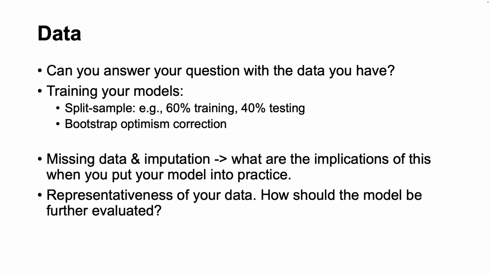When you train your models, you really have to think about how you're going to split your data sets up, training and testing, bootstrapping. There's lots and lots of manuals on exactly which types to use. Split sample is the most common in machine learning, but actually bootstrap optimism is probably the most statistically robust. Missing data and imputation. Again, what are the implications of this in practice? And I think, again, representativeness.